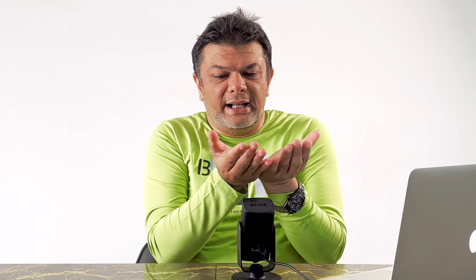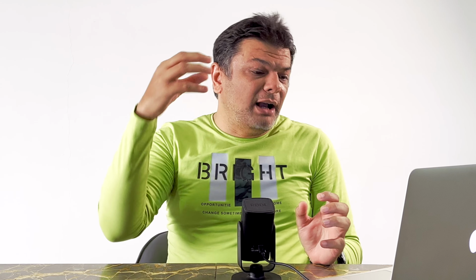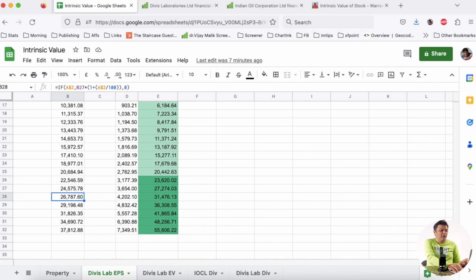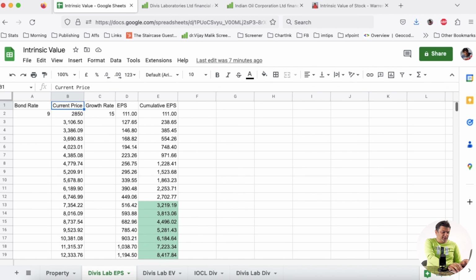So there has to be a time when the cumulative return from the 15% takes over, though the amount is small. We started with 111 in case of EPS, and the price that we started with is 2850. But because the 111 is growing at 15% and the 2850 is growing at 9%, mathematically at one point the 111 will overtake the 2850 in value terms. That's where the intrinsic value comes into the picture.